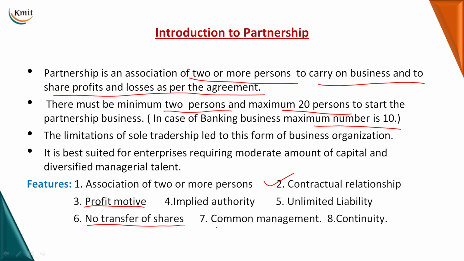And next one is common management. All together are going to contribute their efforts and manage the business activities. And continuity: there will be a continuity in the business operations, even if any one of the partners is deceased, or if they want to exit from the partnership, the other partners can still continue if they agree to.